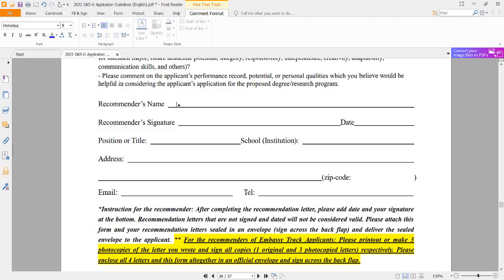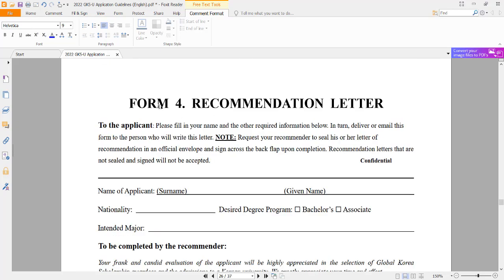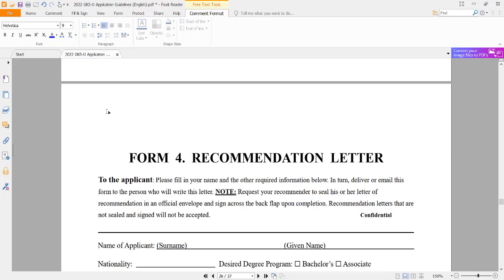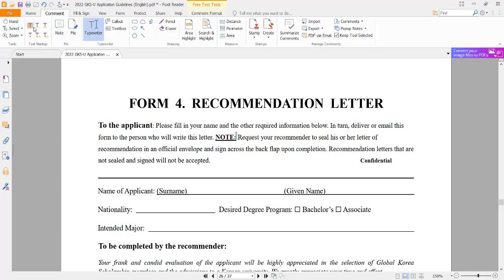professor or your teacher. Then your teacher is going to fill his name or signature and everything, and along with this document, along with this form 4, he will be attaching his own letter writing about yourself, like recommending you, and then attaching both the things, like his letter and this form 4, and then sealing those things into an envelope, and then signing on the flap of that envelope. So everything is mentioned here, as you can see.